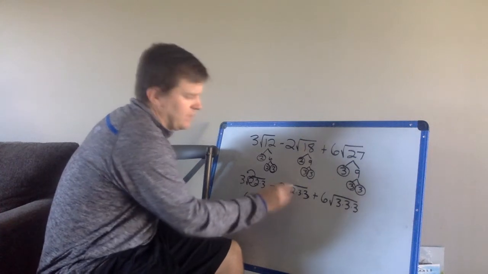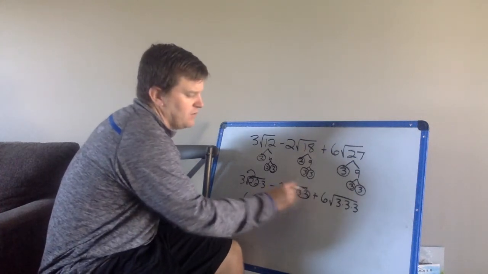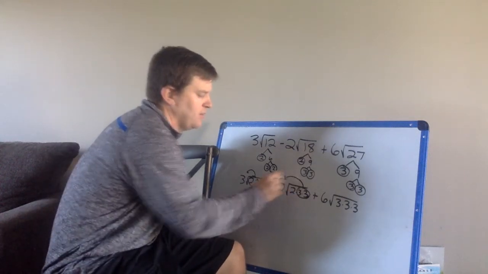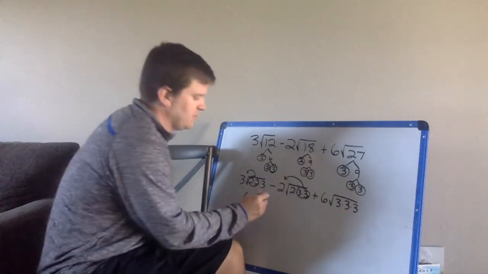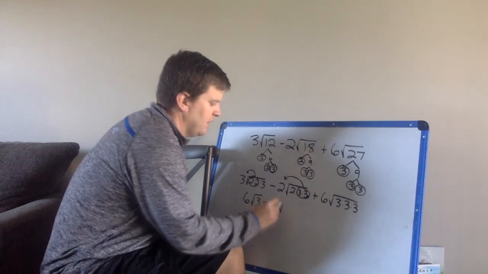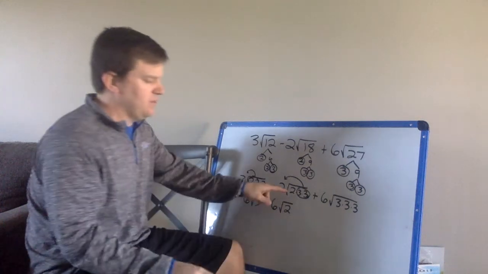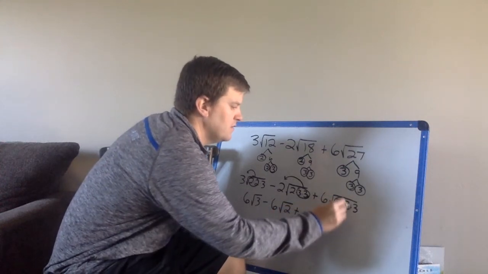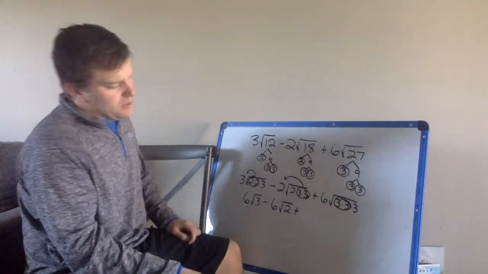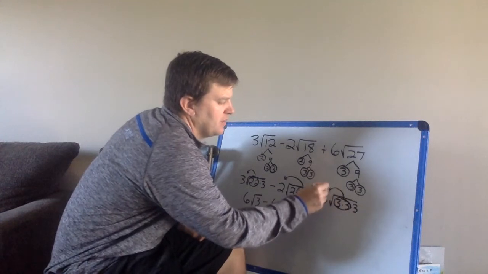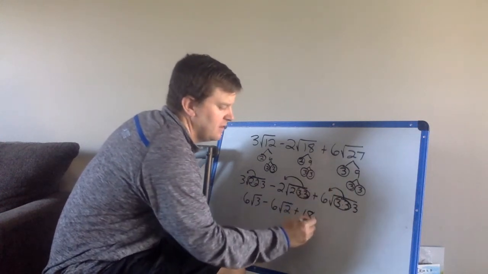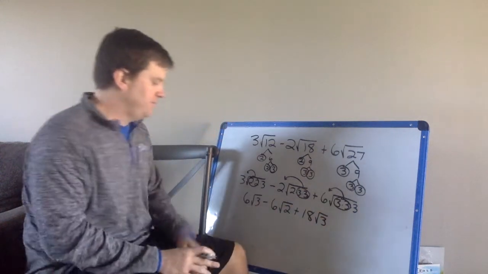Minus, same thing here. We can't circle these because they're not the same, but we have 2 3s, right? So we can bring 1 3 out front and multiply it with the 2. So 2 times 3 is 6. And we have a 2 left underneath the square root. Plus, we have 2 3s. So we're going to circle 2 3s, bring 1 out front, and multiply it with the 6. So we have 18. 6 times 3 is 18. And we have the square root of 3 left over.